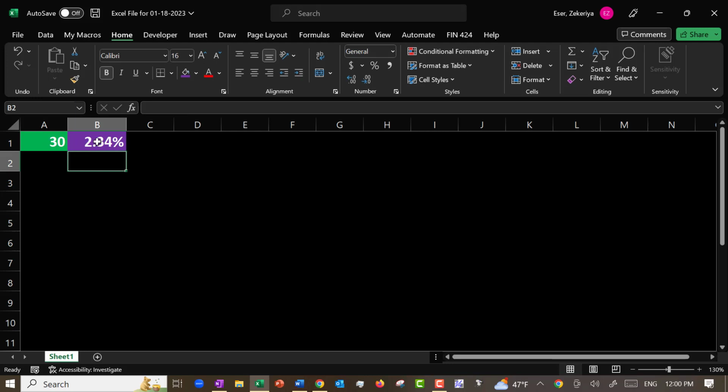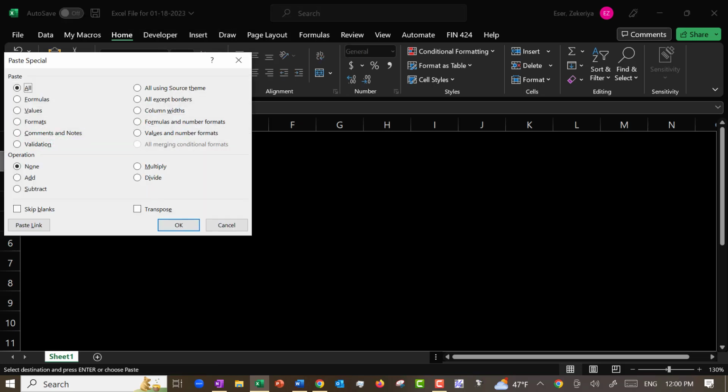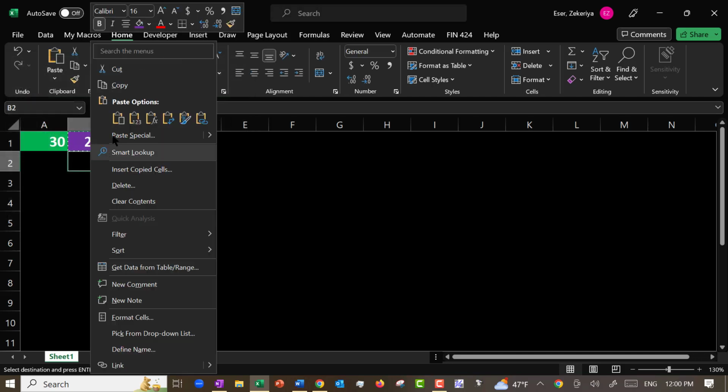Let's do something like this. You can copy a formula. You can either copy and go somewhere and paste this. Go somewhere and paste this.